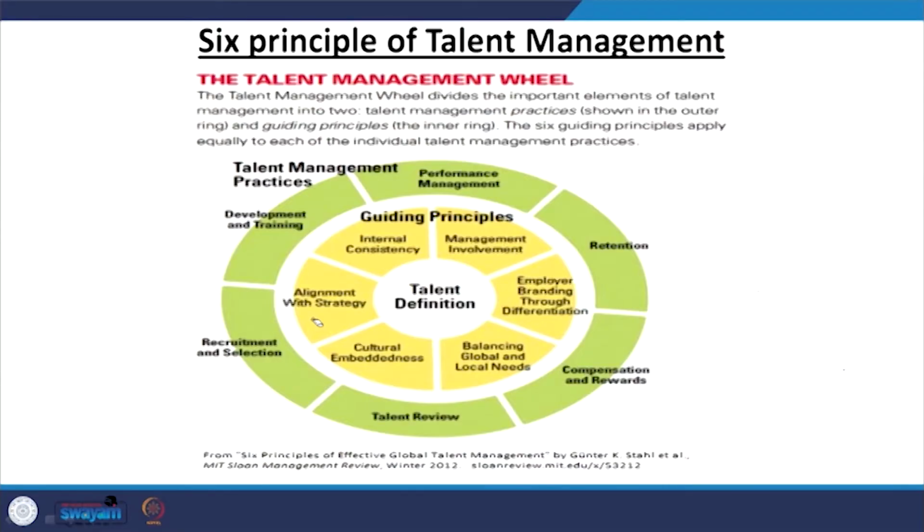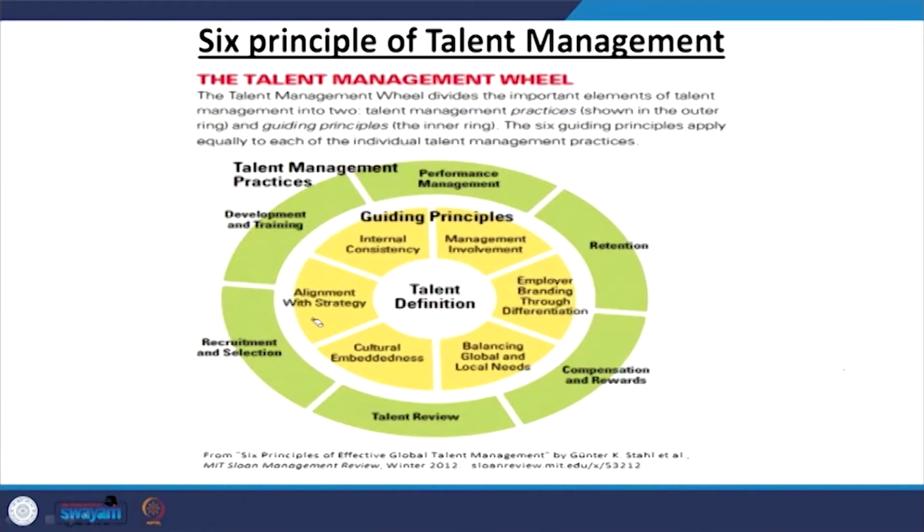If they are getting the development, they will continue with the organization, and therefore there is that balancing of global and local needs. What are the needs? Normally there are technical skill needs, and if the technical skill needs are met, then the employee is able to perform. So here we see the guiding principles are internal consistency, management involvement, and employee branding through differentiation: what practices you are giving, what Google is giving, what Tata is giving. Accordingly you will find what work environment, what work culture, and what practices there are, balancing global and local needs.